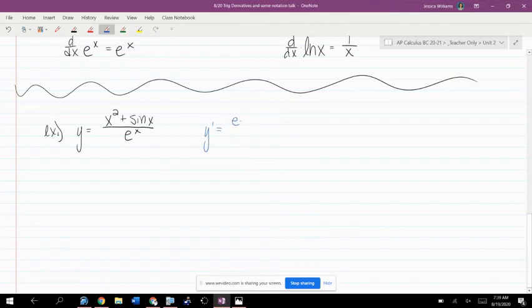Quotient rule says low, just write it. D high, derivative of the high. This first one's a power rule. Derivative of sine is cosine. Low d high. Minus high, you just write it.